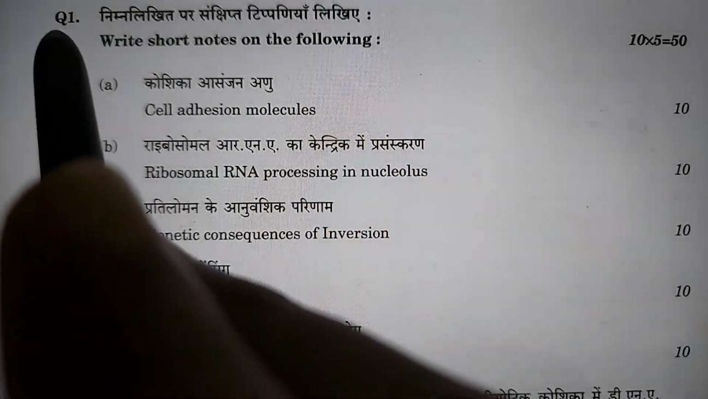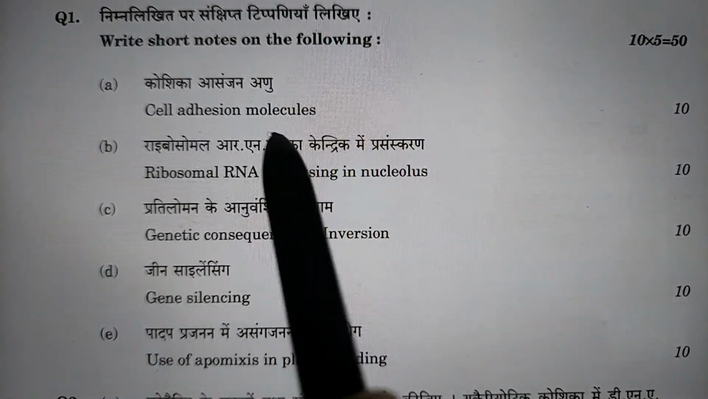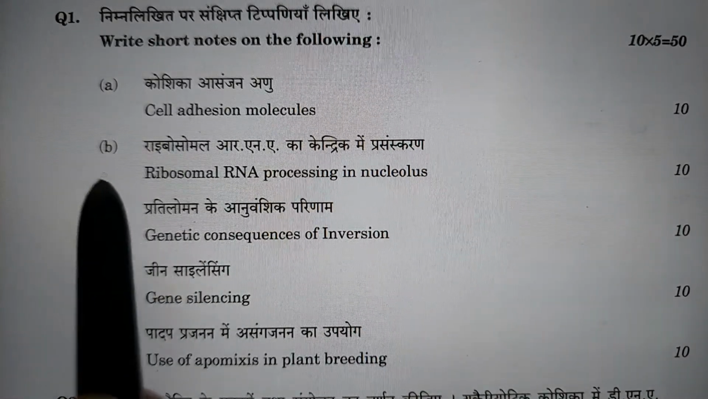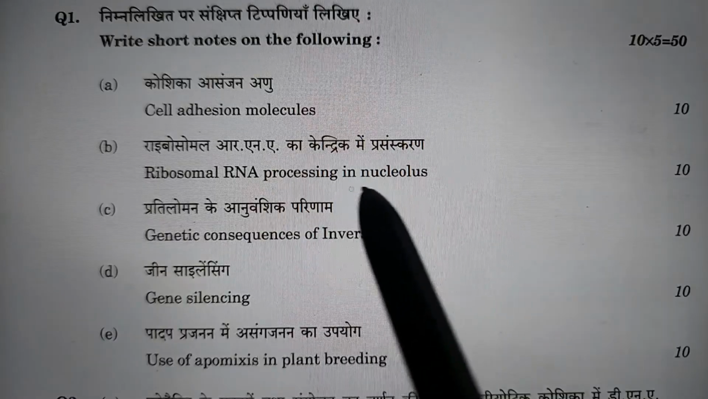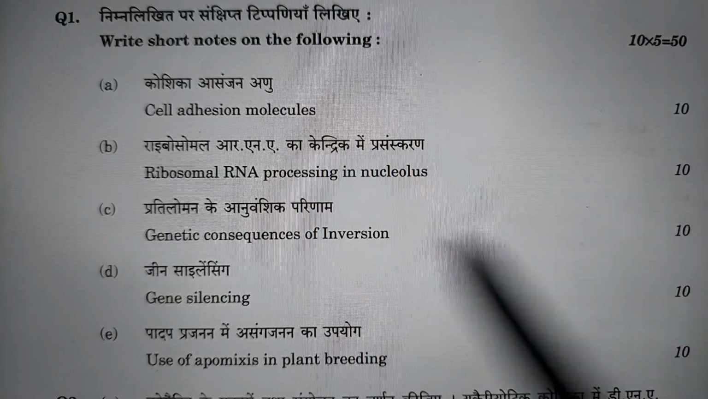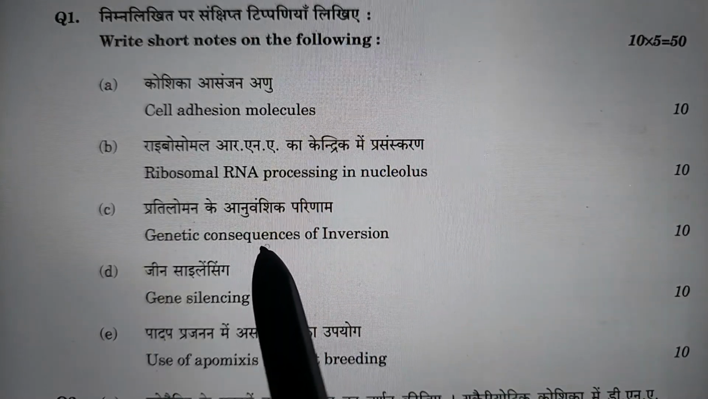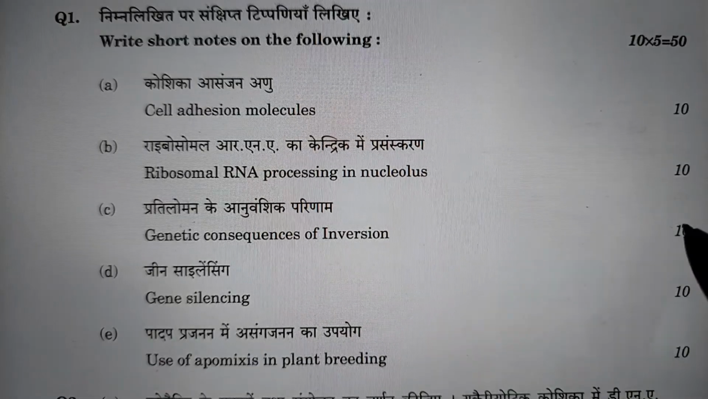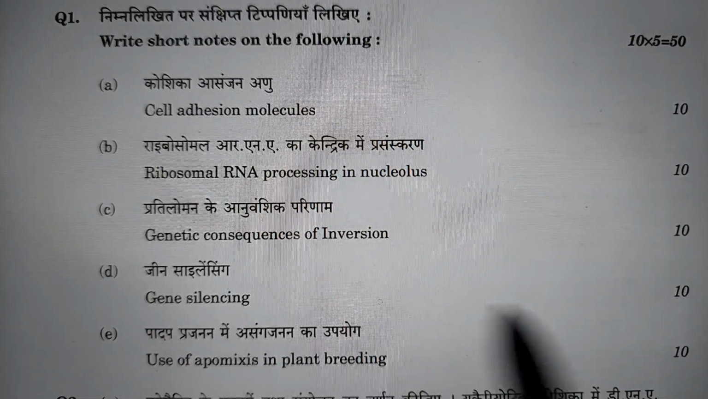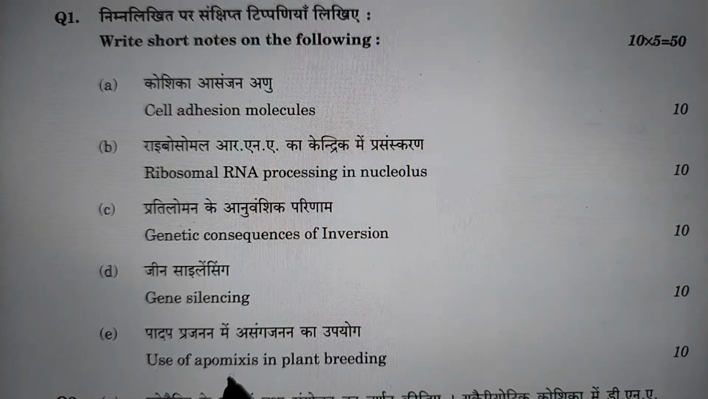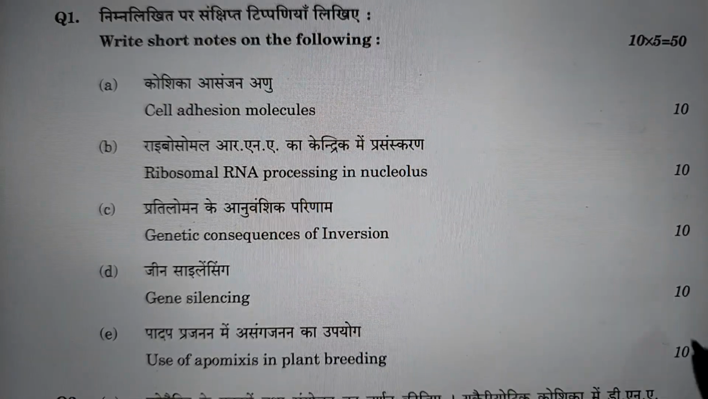So question number 1, option A is cell adhesion molecules. This is 10 marks. B is ribosomal RNA processing in nucleolus, 10 marks. Genetic consequences of inversion, 10 marks. Gene silencing, 10 marks. And use of apomixis in plant breeding, 10 marks.